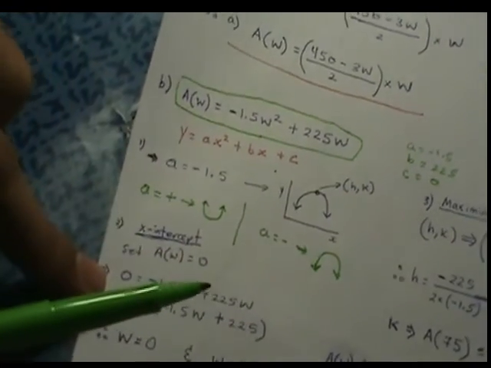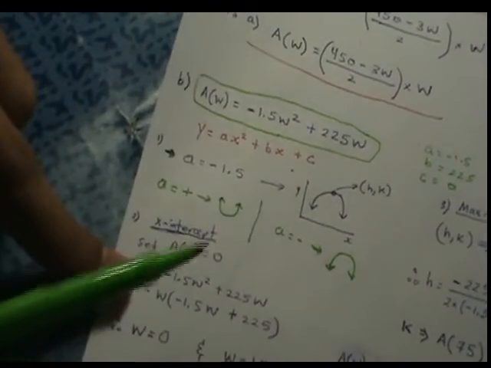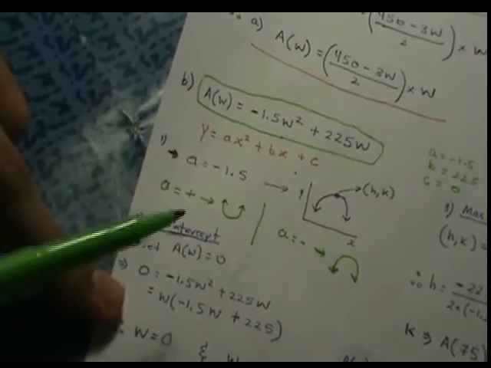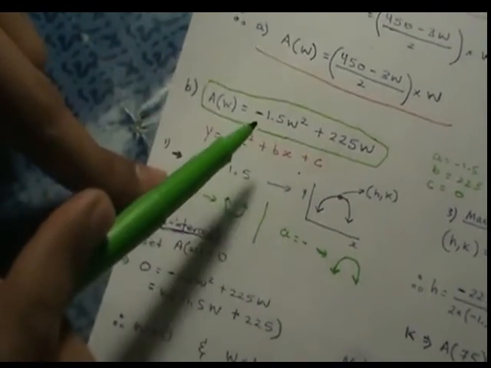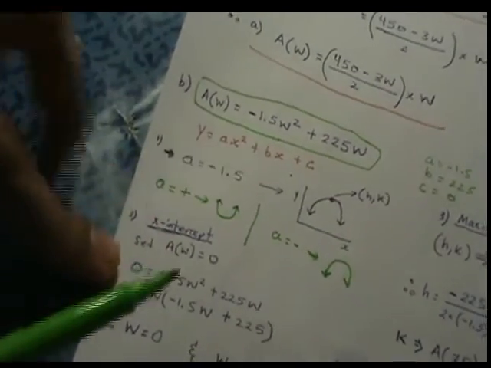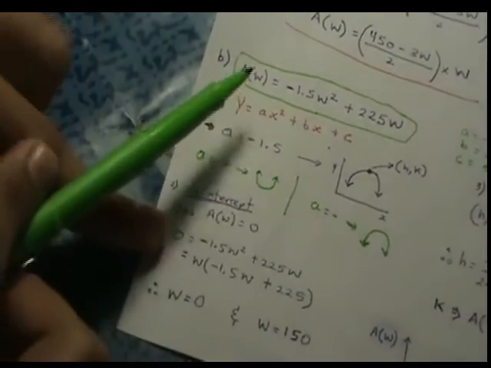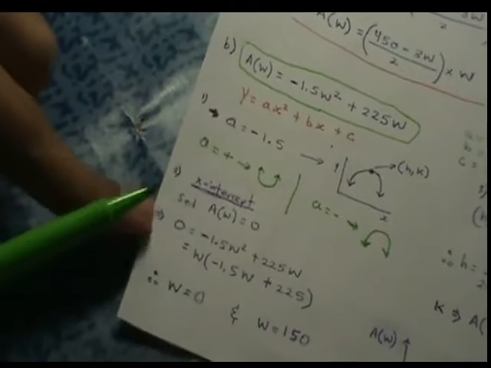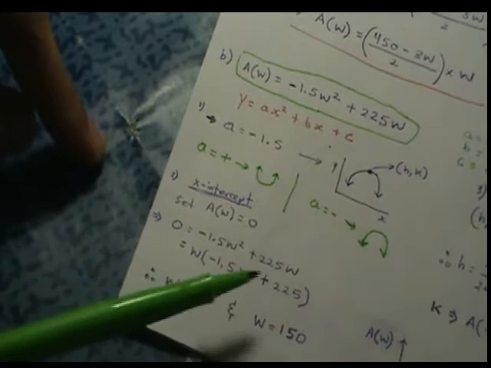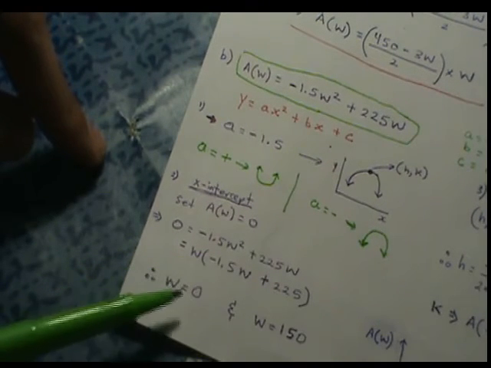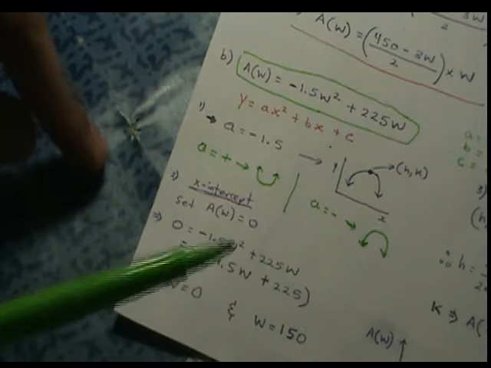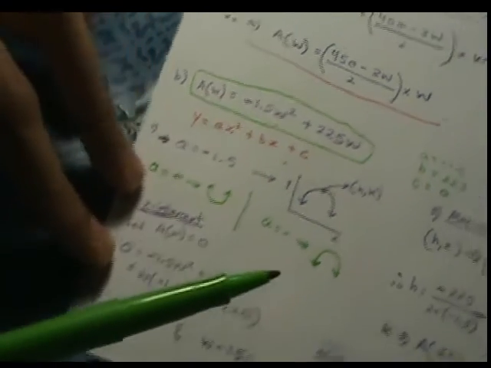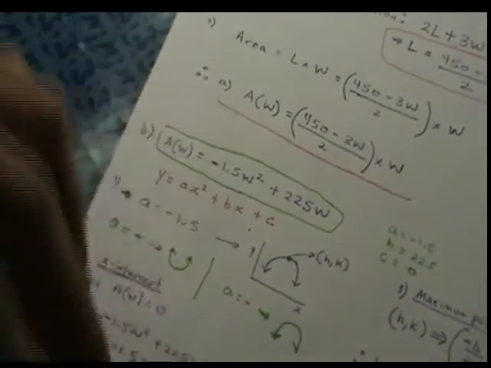Okay, and next step would be to find the x-intercept of this equation. So what we do is you take the function, set it equal to 0, and you solve for it. So one value would be w equals 0, and the other is 150. Okay, and next we have to find the values of h and k.